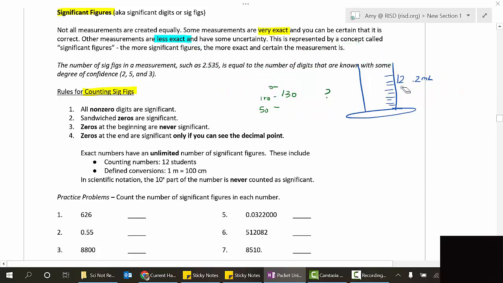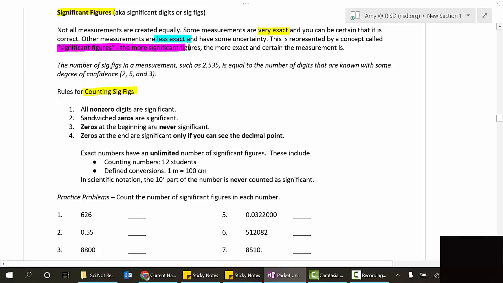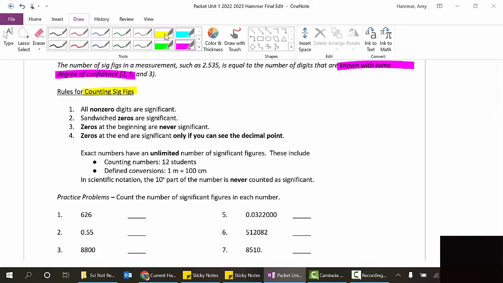So what we're going to talk about is how do we look at numbers and know how many sig figs it has? So again, the uncertainty is represented by this concept called significant figures. The more significant figures in a measurement, the more exact and certain the measurement is. The number of sig figs in a measurement, such as 2.535, is equal to the number of digits that are known with some degree of confidence. So if we bother to write down a measurement, it means that we actually know those digits.